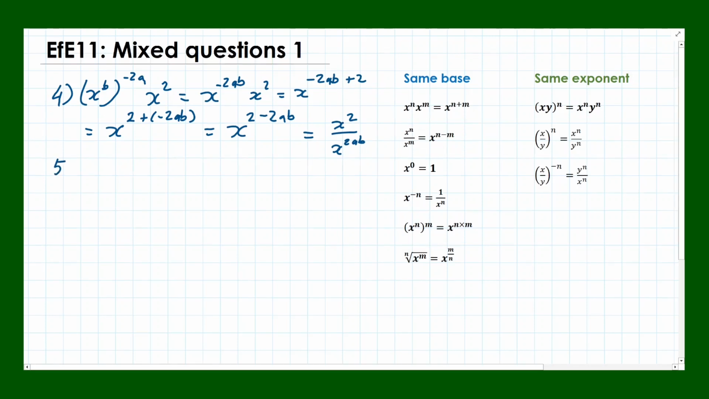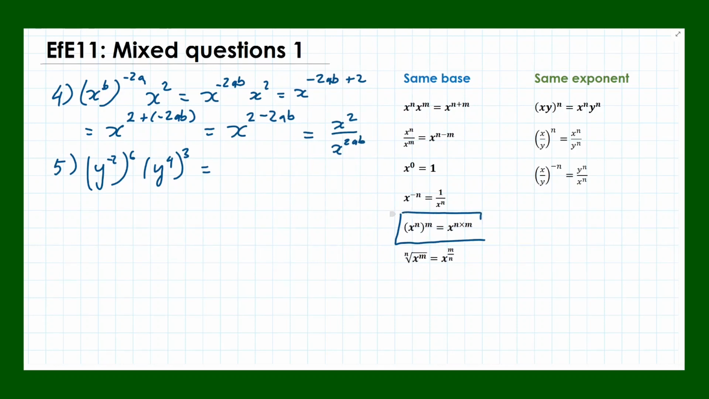So, last example, y to the negative 2 raised to the 6th power, and then y to the 4th cubed. So what are we going to do here? Well, I have got two brackets, and what I've noticed is that there's a power raised to another power. So we're going to use this rule first. Okay, so y to the negative 2 to the 6, that's going to be y to the negative 12. Then y to the 4 cubed is going to give me y to the 12.